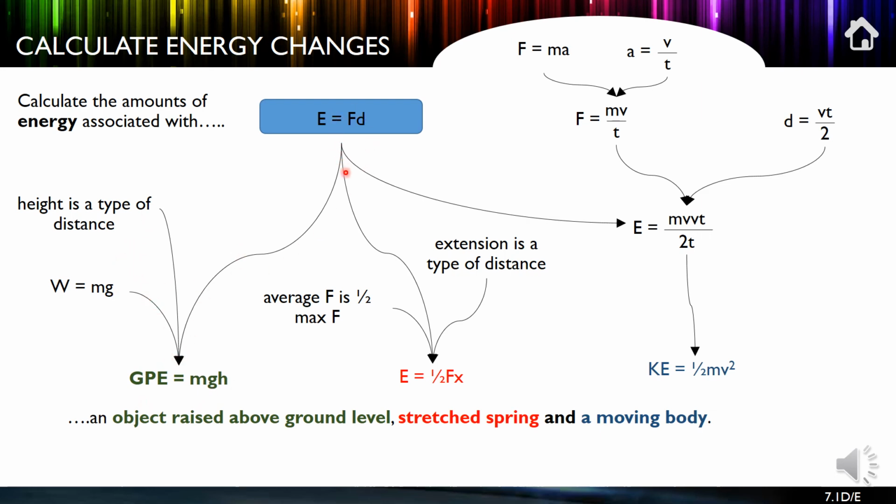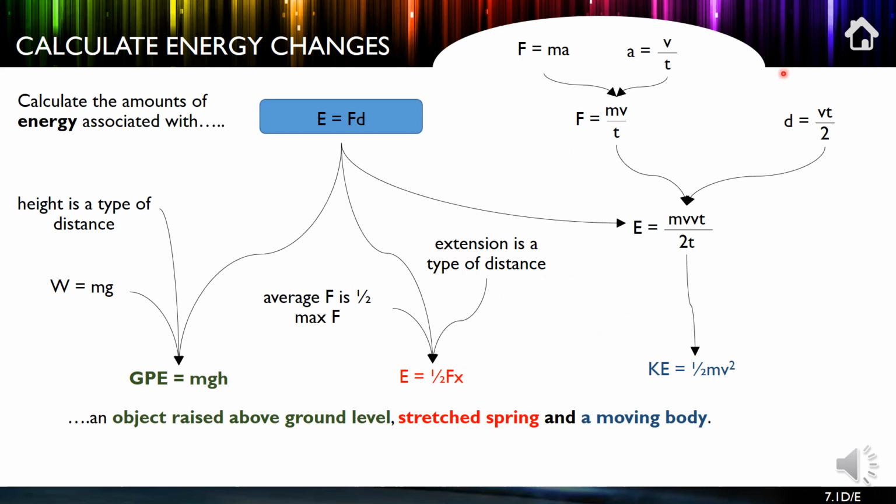And a similar thing here, in the context of a spring, the force here is actually the average force, where we just say F, but it needs to be an average force. So the F at the full extent of the spring is the maximum force, so the average is half. So 0 plus the maximum divided by 2 gives us our average. And again, extension is a type of distance, so we put an x there instead of the d.